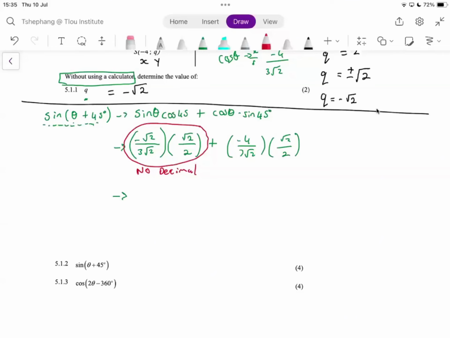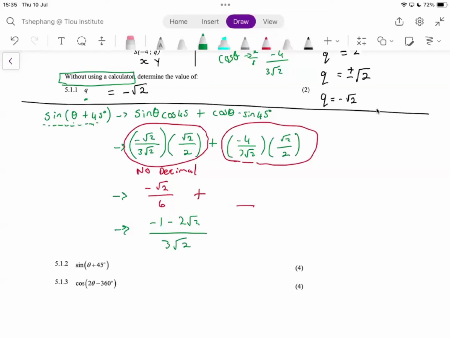And then you do it step by step. The first part gives you negative root 2 over 6. And then you're going to do the same for this as well, with a plus. Then afterwards, you are going to just add these two. And your final answer should simply give you negative 1 minus 2 root 2 all over 3 root 2. Hoping that's clear to everyone.